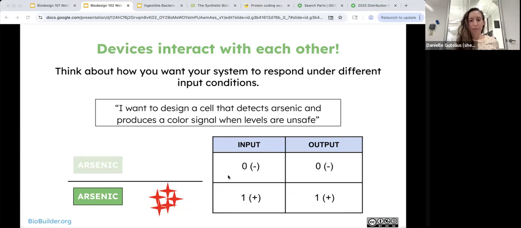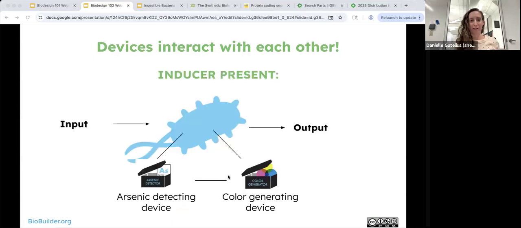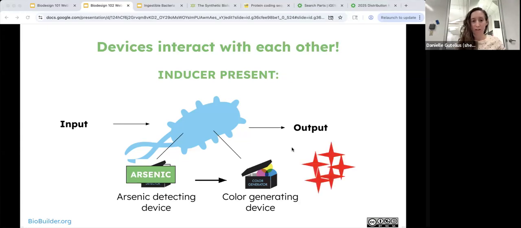Okay, so how do we use this information now to visualize the system as genetic devices? All right, so here's our system. We've got our input, our output, our arsenic detecting device, our color generating device. So our first device would serve to detect whether or not the input, in this case arsenic, is present. So if arsenic is present, then that would signal our second device to produce color. Okay, great. That's our truth table where it was 1 for input, 1 for output.